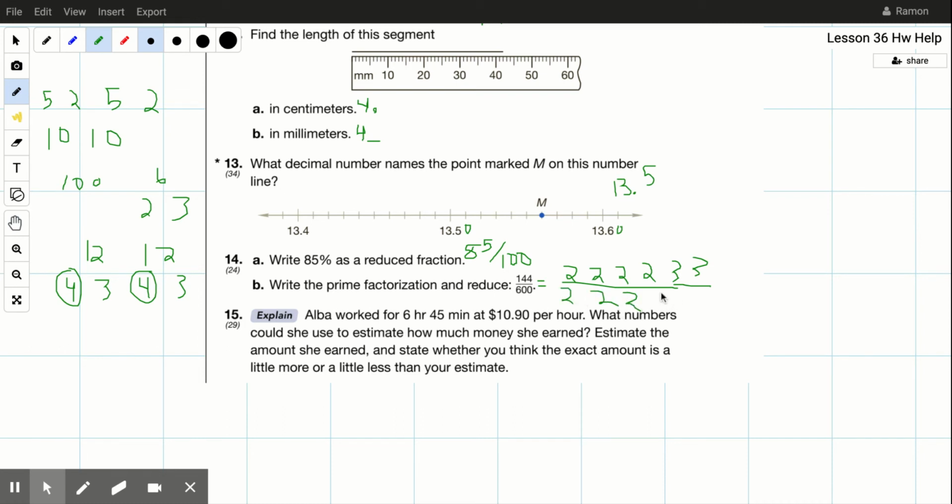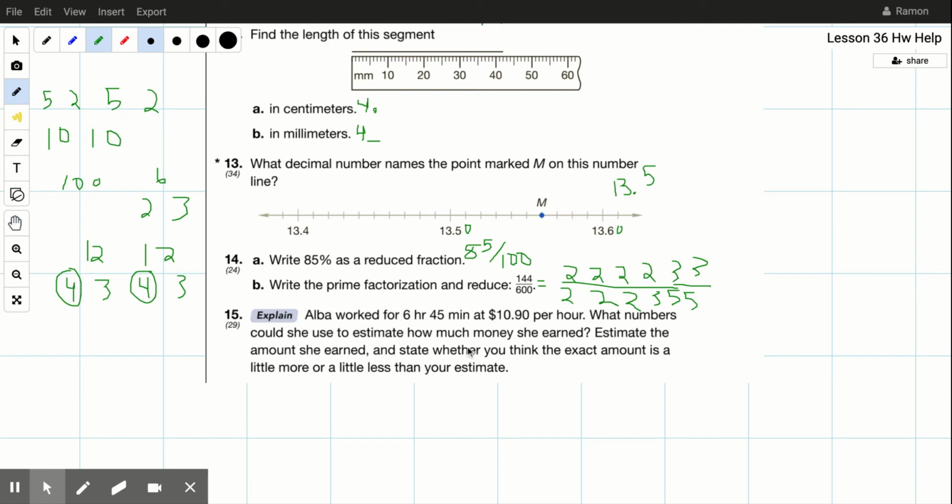We have a 3, and then we have 2 5. So doing that, we just go ahead and cancel out any common factors in the numerator and denominator, and then multiply whatever's left. Number 15, Alba worked for 6 hours and 45 minutes at $10.90 an hour.